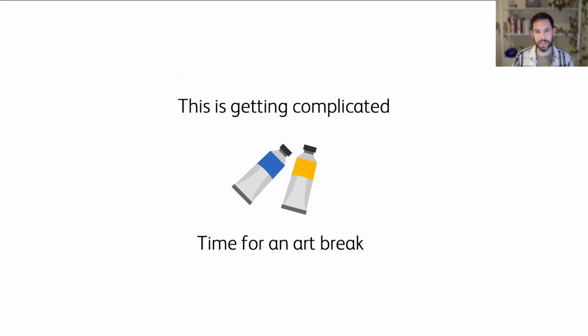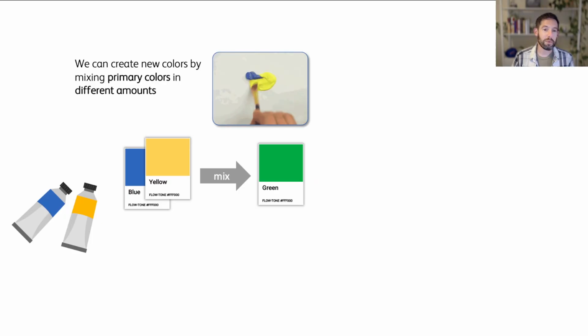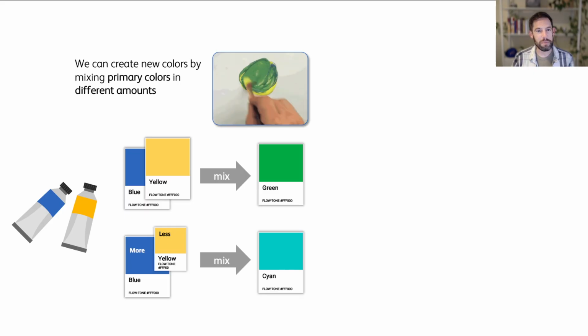Okay, I said we would be trying to get less confusing, and that was admittedly a little complicated already. Let's take a little art break and see if we can loosen up our brains a little bit. I think it's a common fact that people love making new colors. That's one of the fundamental joys of painting and art, that we can create something new by taking existing colors and mixing them. So I know if I take blue and yellow paint and mix them up, I get green paint. But what's really fun is if I mix those paints in different proportions, say more blue and less yellow, I can get something like cyan or turquoise.